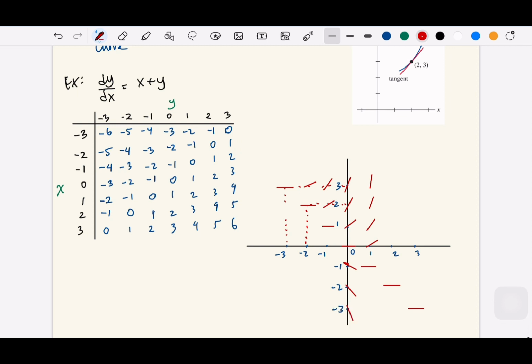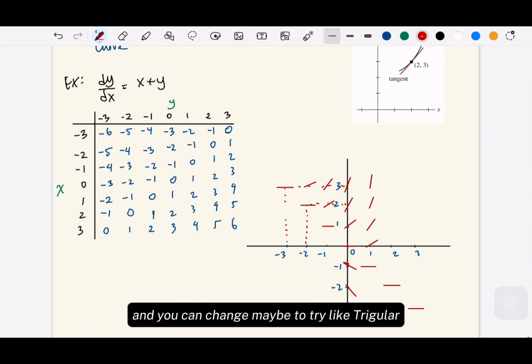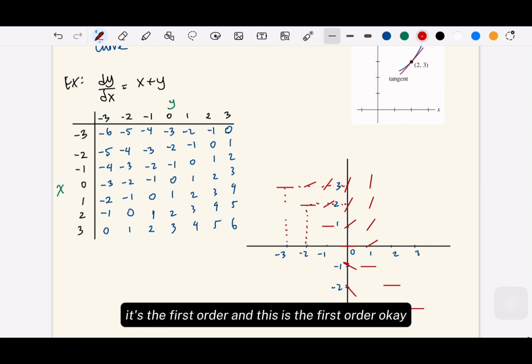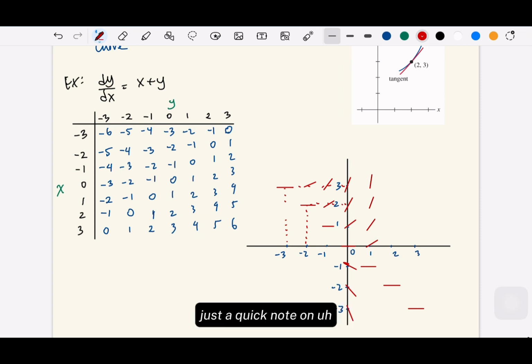So there are some mathematicians providing this information. You can open GeoGebra and try on your own, and you can use many functions, and you can change maybe to trigonometry or any function, as long as it's first order, which is the first order here. Just a quick note on the slope fields.